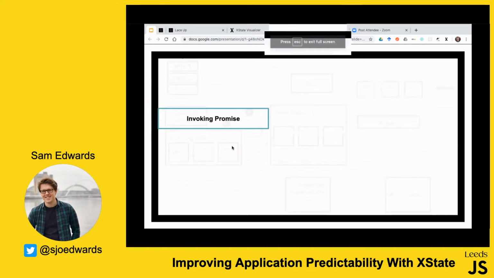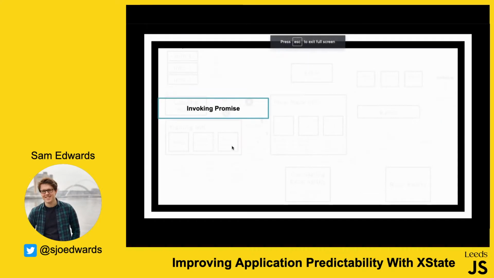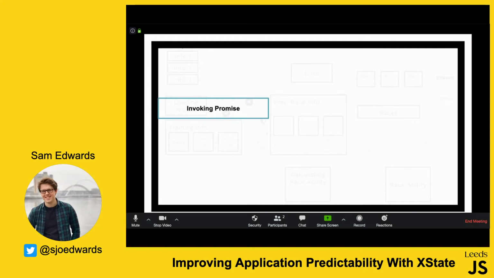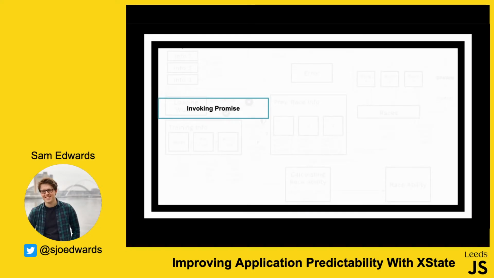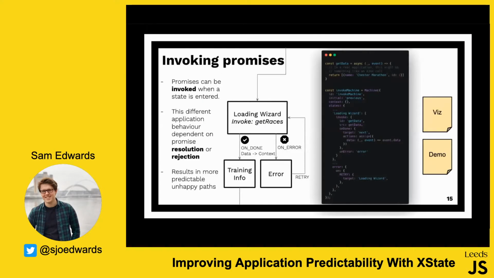Cool. So when you're building an application, one of the most common things you want to do is asynchronous behavior. So I want to load some data into my application, or I want my user to complete an action that's going to take time. This idea of invoking a promise and doing something if it rejects or resolves is built into XState using the invoke property on the configuration.